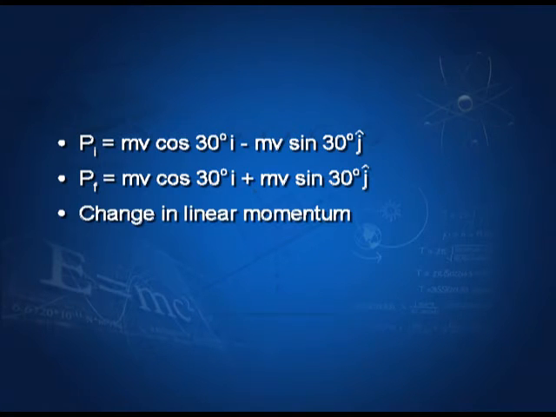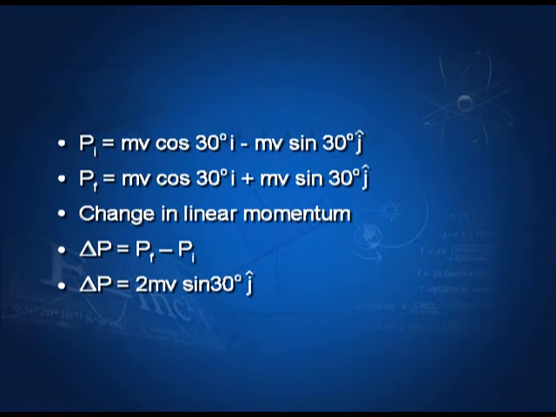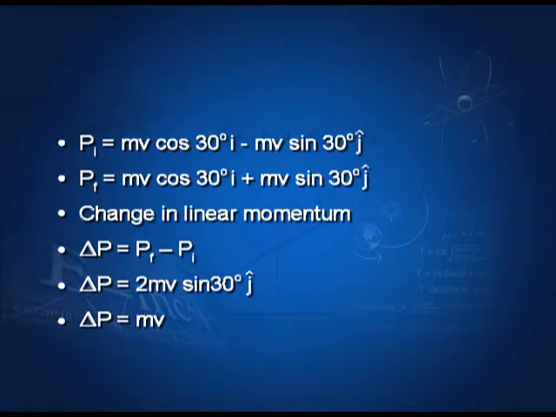So, change in linear momentum delta P equals P final minus P initial. Substituting the values, we get delta P equals 2 mv sin 30 along j. Substituting the value of sin 30, we get delta P equals mv.